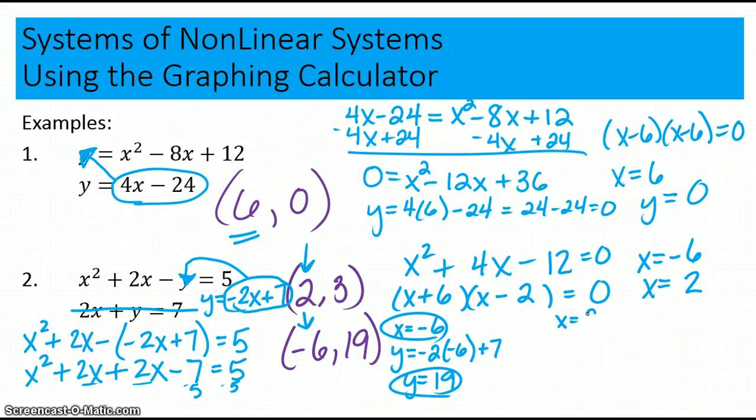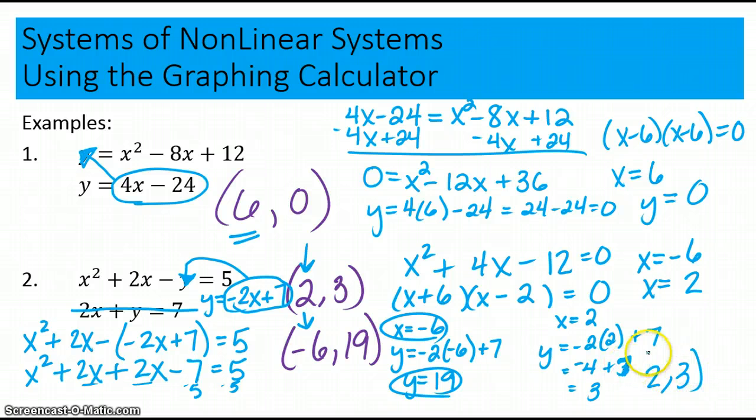And then I'm going to plug in x equals 2 into the same equation. y equals negative 2 times 2 plus 7, and we get y equals negative 4 plus 7, which is 3. So here I got the point 2, 3. So whether I did it graphically, on the calculator, or using algebra, we end up with the same answer.